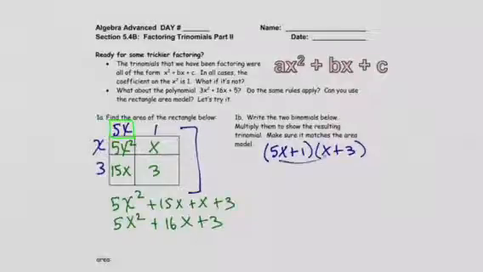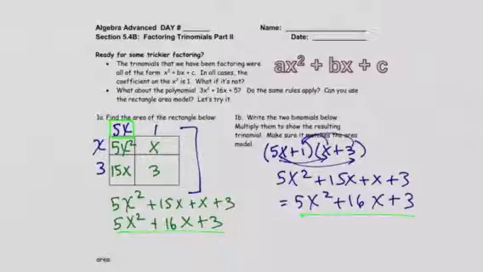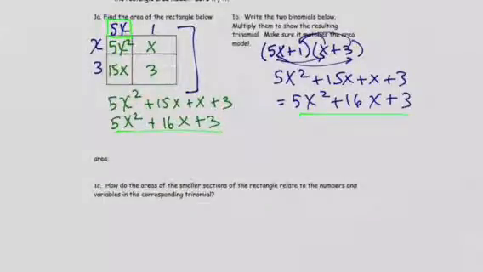And if I multiply or FOIL these two binomials, I get 5x squared plus 15x plus x plus 3, which gives us 5x squared plus 16x plus 3. So we can see these two are the same, and the same idea works again. Part 1C asks us, how do the areas of the smaller sections of the rectangle relate to the numbers and variables in the corresponding trinomial?